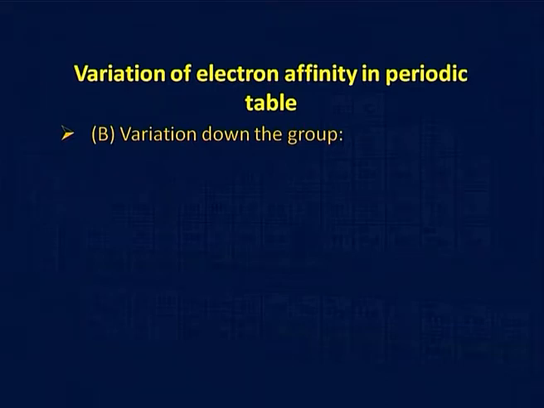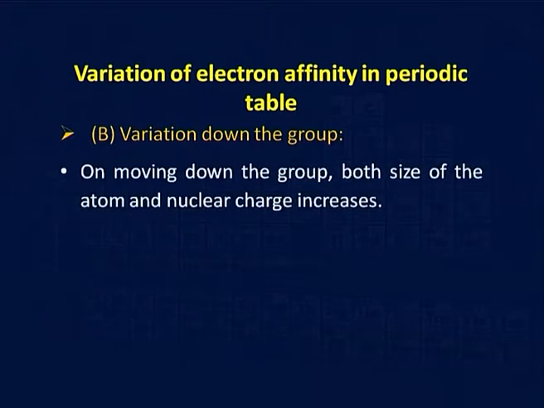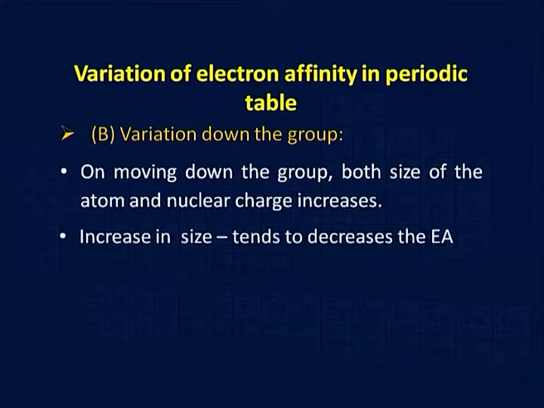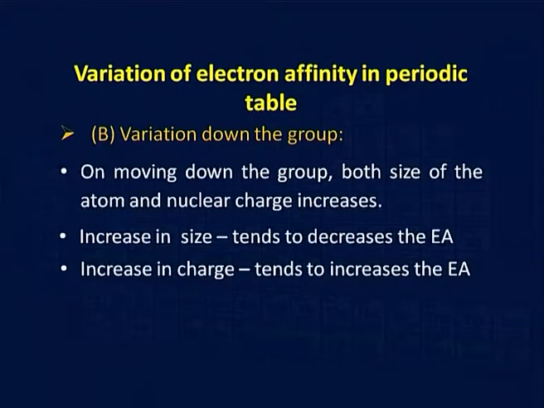Now, variation down the group. When we move down the group, we have seen that both the size as well as nuclear charge increase. The increase in size tends to decrease the electron affinity. When we move down the group, since additional shells are being added, the size increases, and this increase in size tends to decrease the value of electron affinity. Simultaneously, the charge is also increasing when we move down the group, and we have seen that increase in charge tends to increase the value of electron affinity.